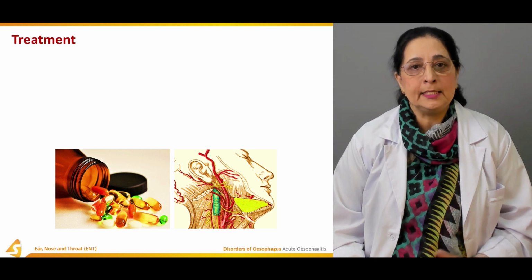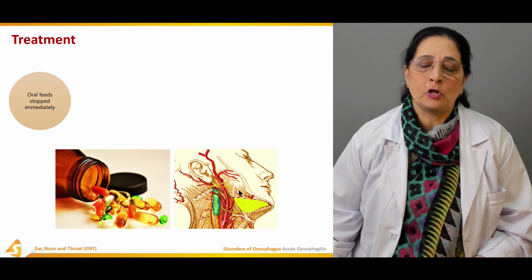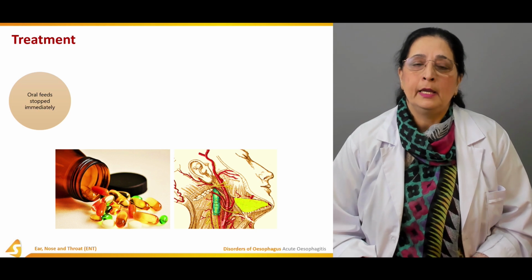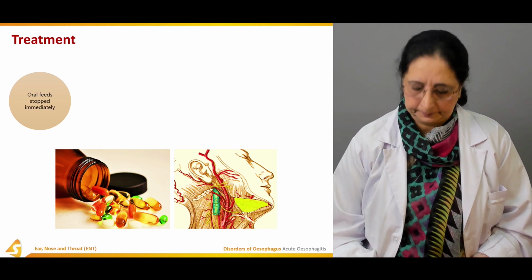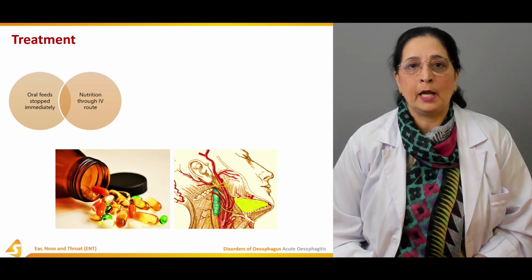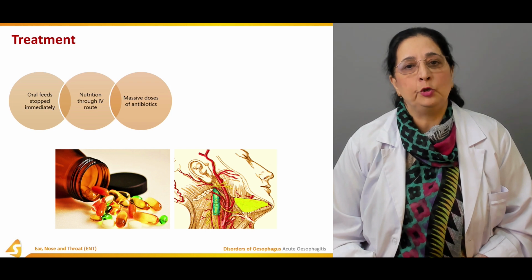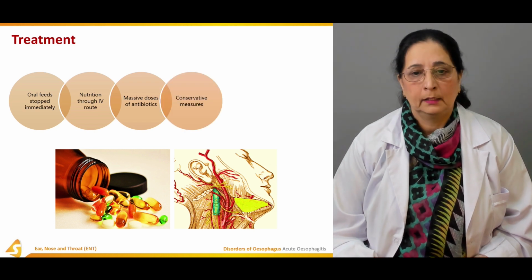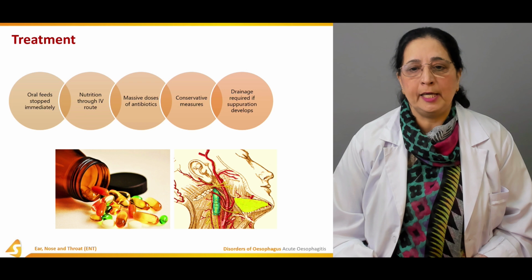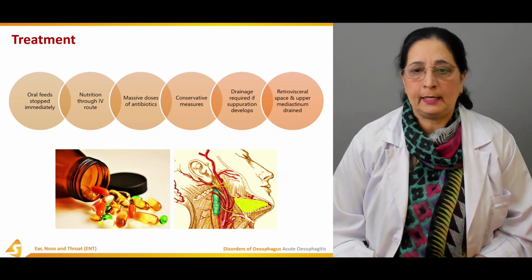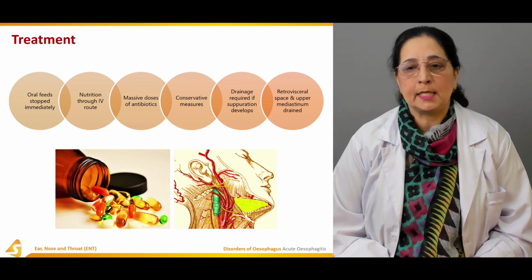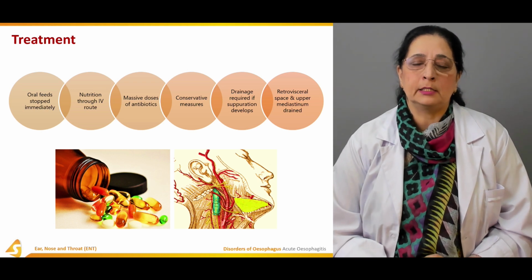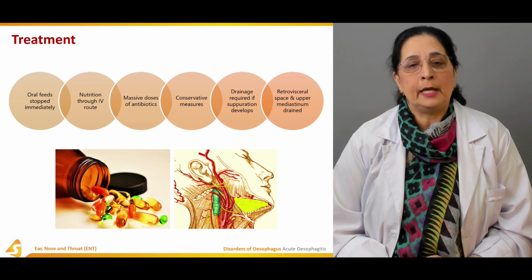Treatment, how we can treat the condition. Oral feeds stopped immediately. First thing, immediately no oral feeds are given if there is perforation or rupture. Nutrition through IV route is given. Massive doses of antibiotics to prevent any infection that can occur. Conservative measures, drainage required if suppuration develops, and retrovisceral space and upper mediastinum is drained. So all these are the treatment steps or management steps that we should take.